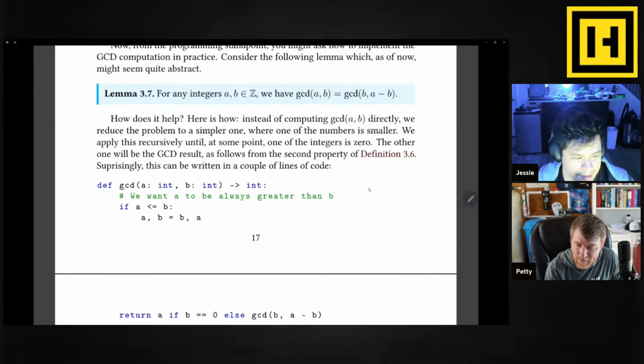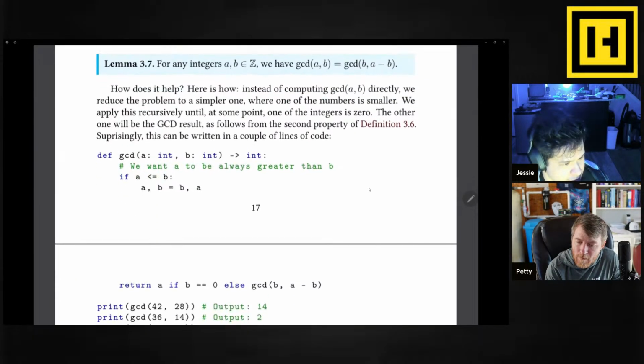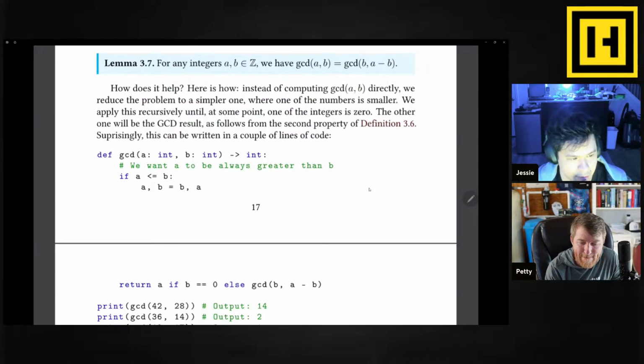This implementation is interesting because I didn't know. After the lemma 3.7, it says, how does this help? Instead of computing the GCD of A and B directly, we reduce the problem to a simpler one, where one of the numbers is smaller. We apply this recursively until at some point one of the integers is 0. The other one will be the GCD result, as follows from the second property of definition 3.6. Surprisingly, this can be written in a couple lines of code.